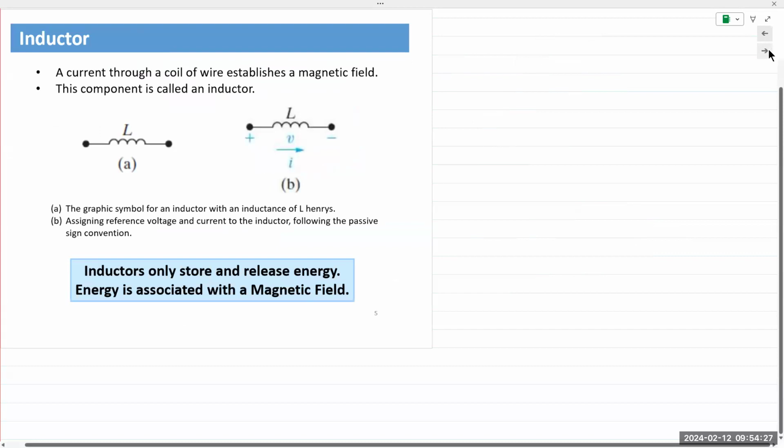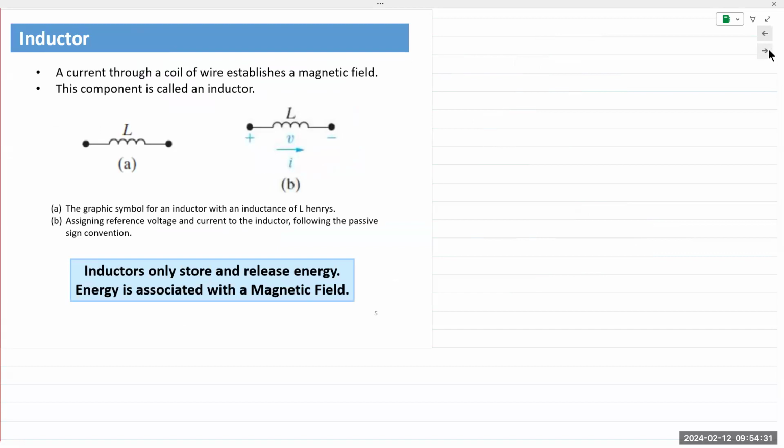So establishing a current going through a coil establishes a magnetic field. This component is called an inductor. The symbol is given by a spiral. So you could draw it like this, similar to a resistor, and draw it vertically or any other way.